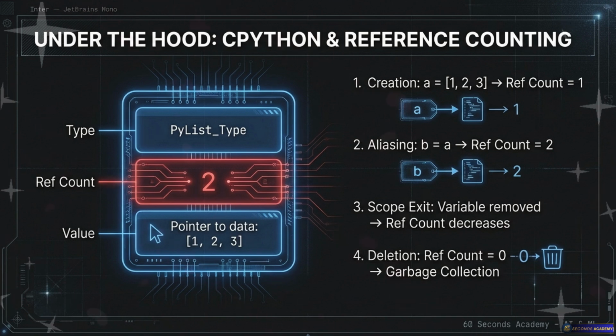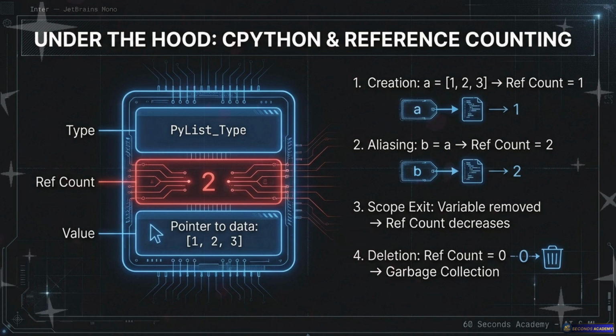You write A equals [1, 2, 3]. Python creates the list object in the heap. We'll talk about the heap in a second. And sets the reference count to 1. Because there's one Post-it note attached to it, the A. Right. Ref count is 1. Now you write B equals A. You add a second Post-it note. The reference count instantly jumps to 2.